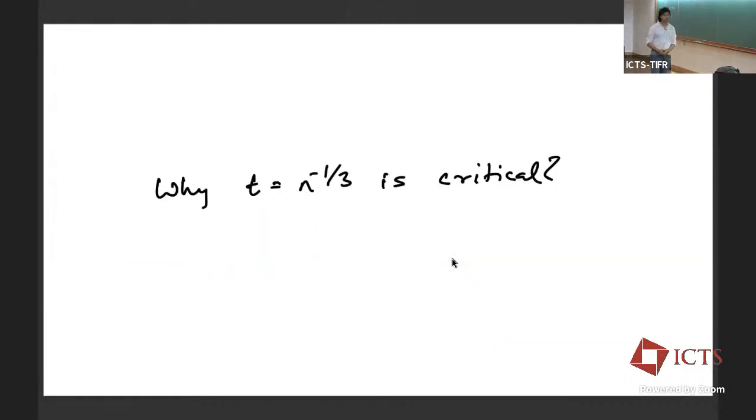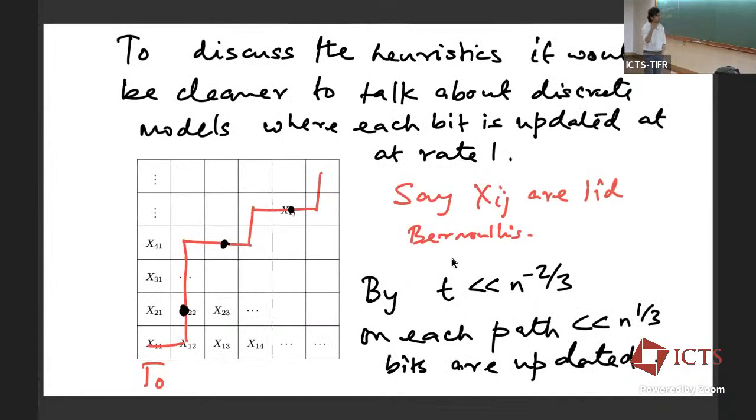Okay, so why is t equal to n to the minus 1/3 critical? What is it about this time? Okay, so we'll give you a heuristic, but the proof will actually not use that heuristic, but it's somewhat easy to keep in mind and will drive some intuition. So for heuristic purposes, let's go back to a discrete model. Let's look at discrete LPP, where the random variables are Bernoullis. And again, you go back to this dynamical model where each bit gets updated along a rate 1 clock, right? Okay, so here is the geodesic gamma 0 at time 0.